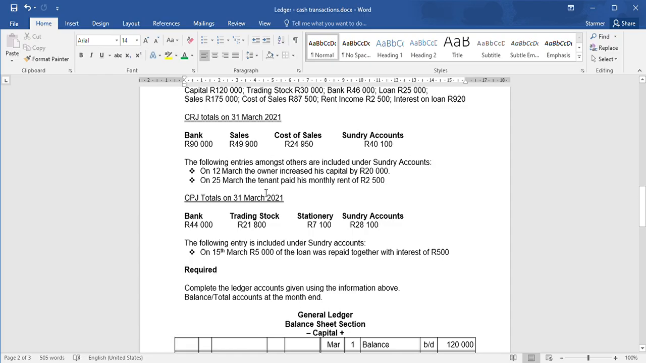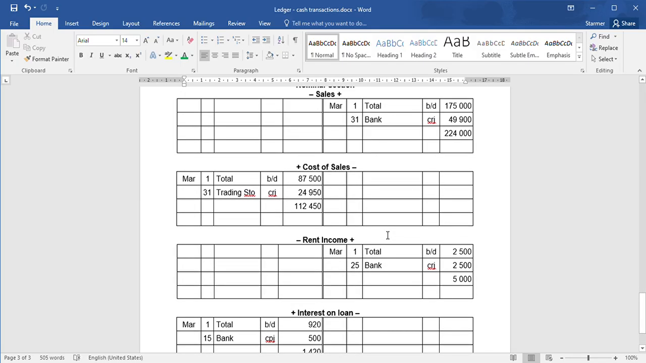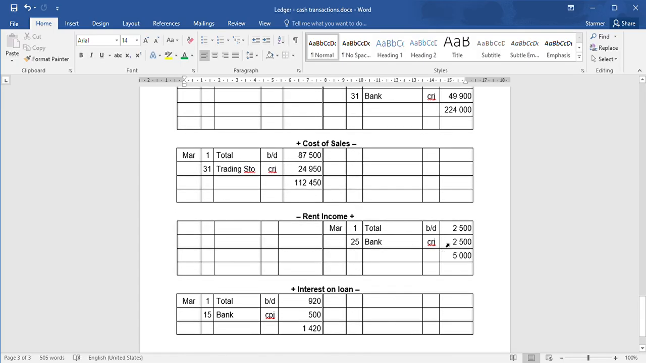On the 25th of March, the tenant paid his monthly rent. If the tenant pays rent, the amount of rent received is increasing, so you go to the plus side and you record the amount. 25th of March was the date. The other account that changes is bank, and then your folio rather is CRJ.